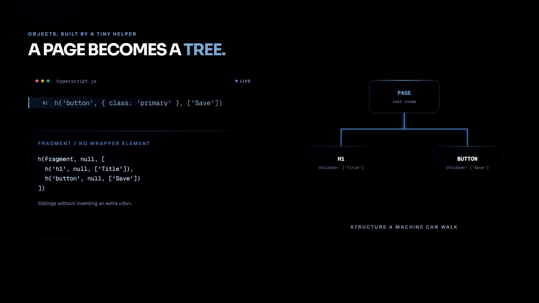Now, our framework doesn't actually want you typing objects like that by hand. It would be a tedious job. So there's one small function that builds them for you called h, short for hyperscript. Same object, just built by a function instead of typed out by hand. And a page isn't only buttons and text. Sometimes it's a few virtual nodes that need to sit side by side without an extra wrapper holding them together. So that's a fragment, a virtual node with no tag of its own, just a bundle of children.